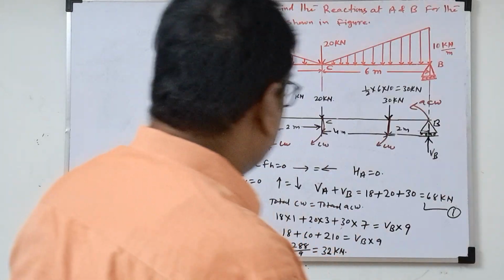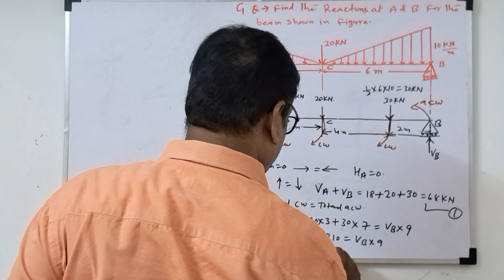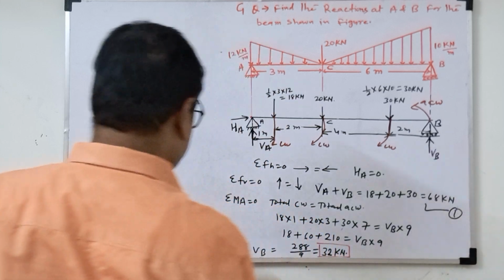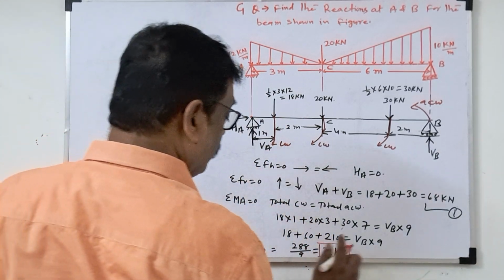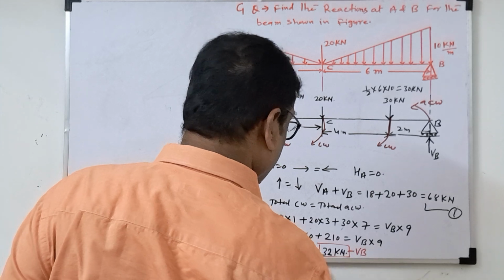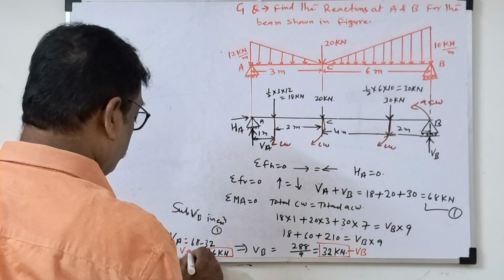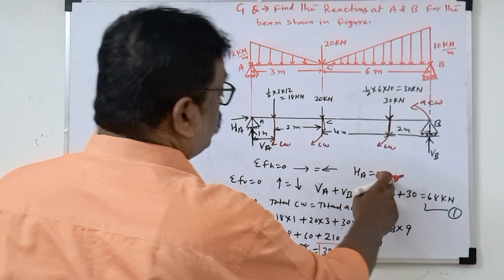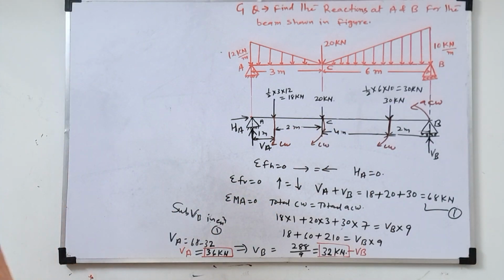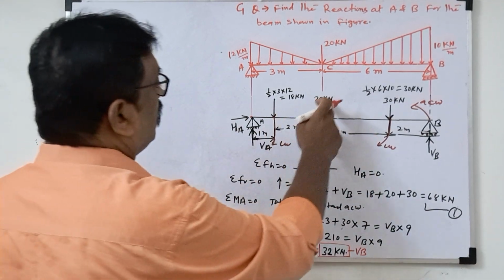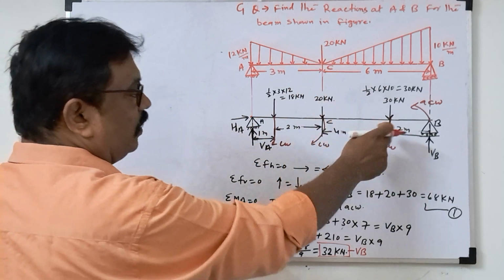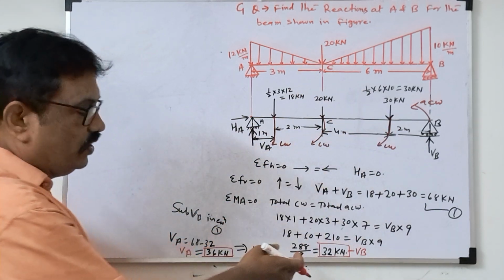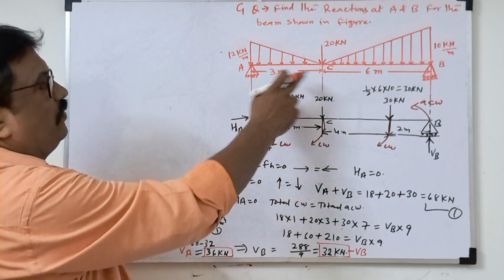So highlight this answer. This is VA and this is VB. This way, suppose you know the point load, converting this uniformly varying load into a load diagram, then the steps are very simple. So that concept you have to remember.